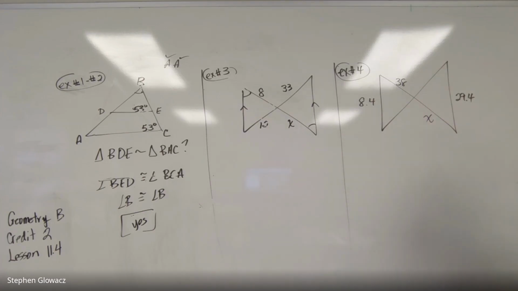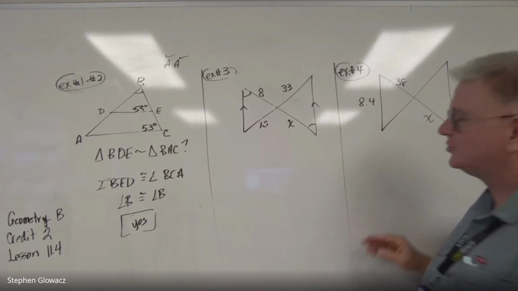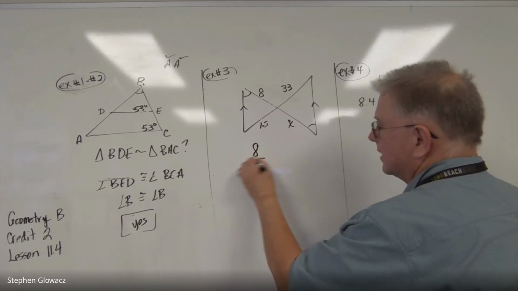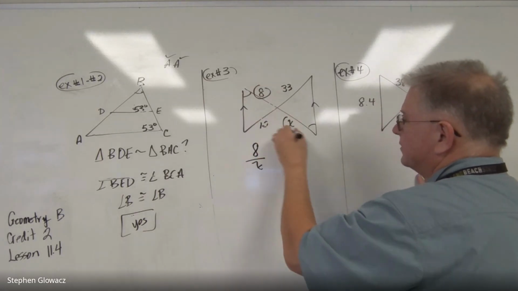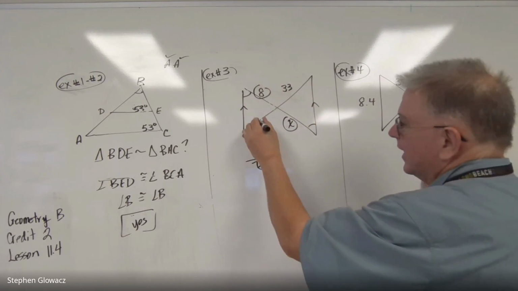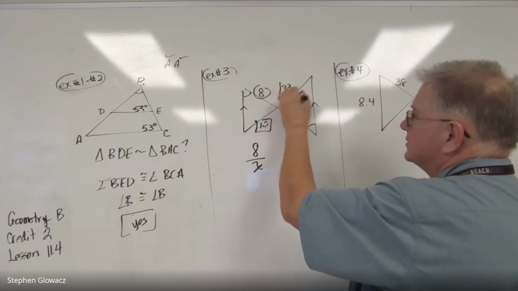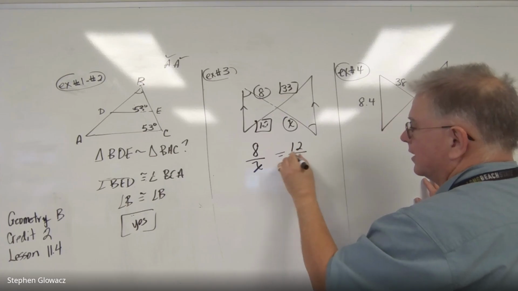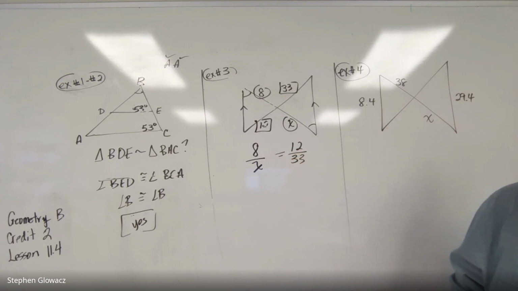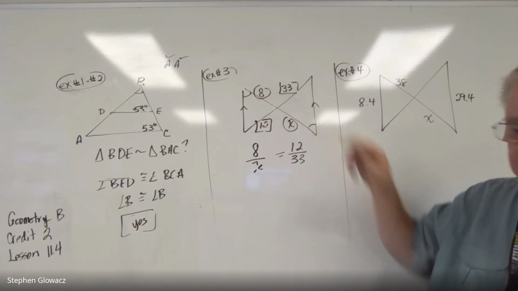And of course that would be because we have parallel lines and alternate interior angles are congruent. So the way we would set that up is we'd have 8 is to x, because again, this corresponds with this. And using that same left to right thinking, we would have 8 is to x as 12 is to 33. Notice we go in the same direction both times. So 8 is to x, and then as 12 is to 33.